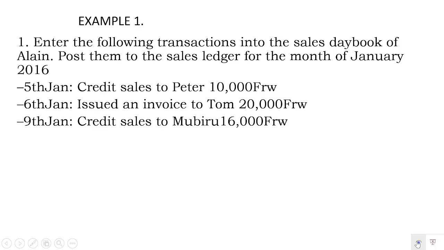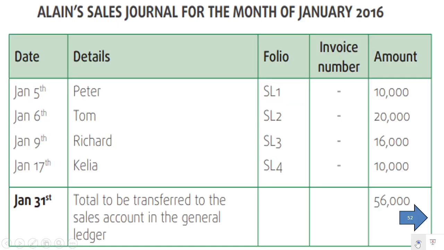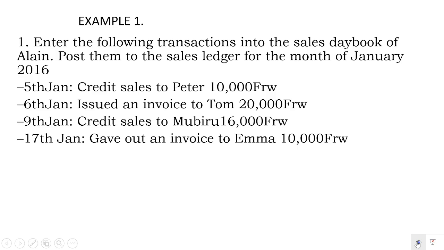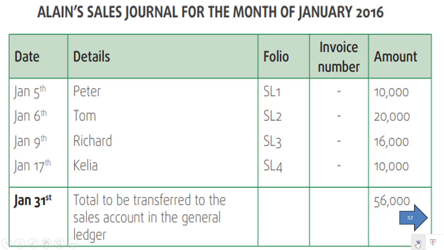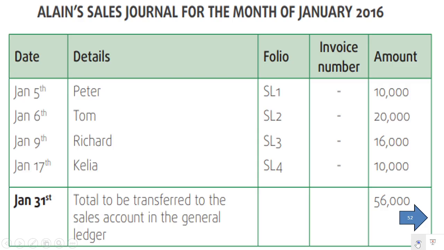On 9th January, Alain made credit sales to Mobilu for goods worth 16,000 francs. On 17th January, Alain gave out an invoice to Emma indicating 10,000 francs. That is on 17th. Then we are required to enter the information in the sales day book of Alain and post them to the ledger.